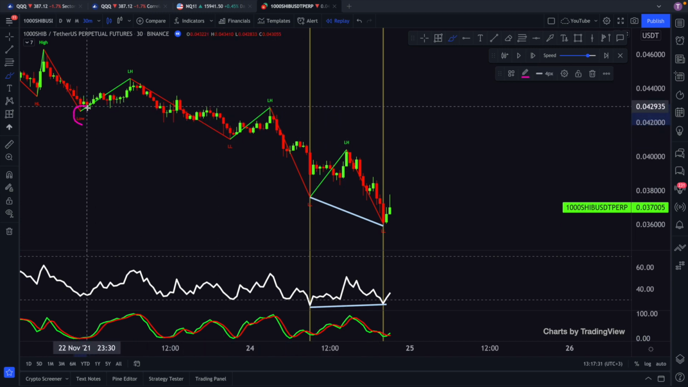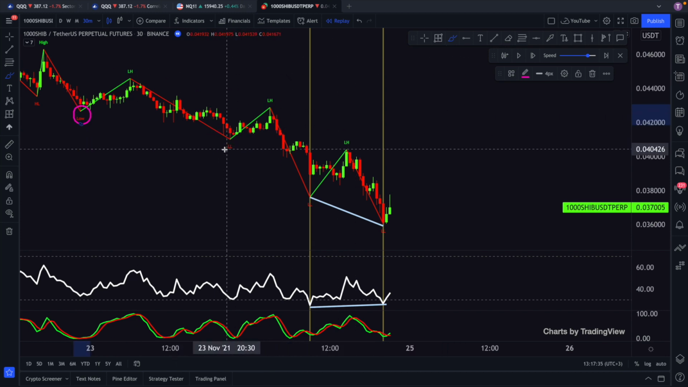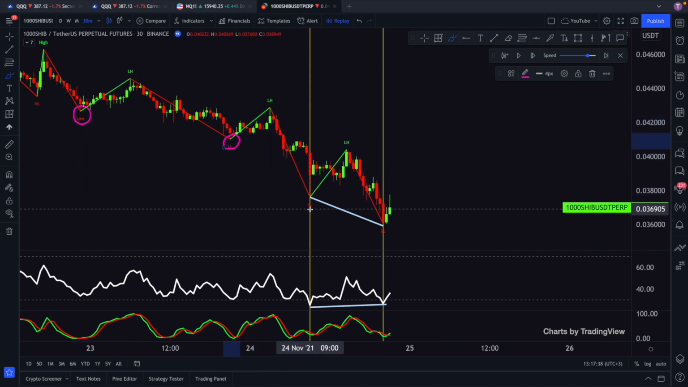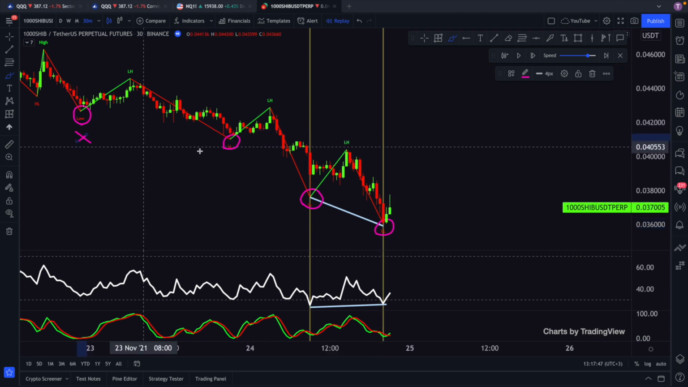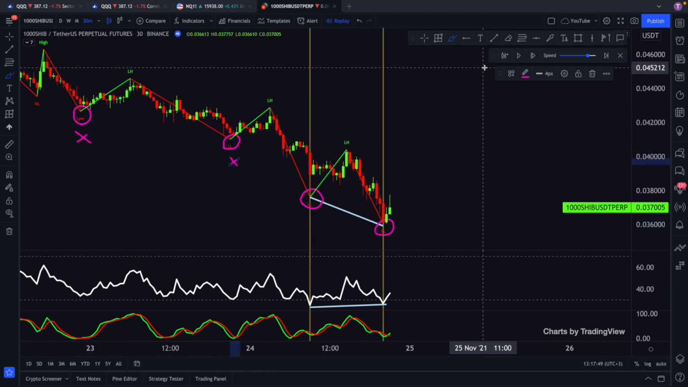This is the first significant low. This is the second lower low. This is the third lower low. This is the fourth lower low. Step 3. Draw boxes.